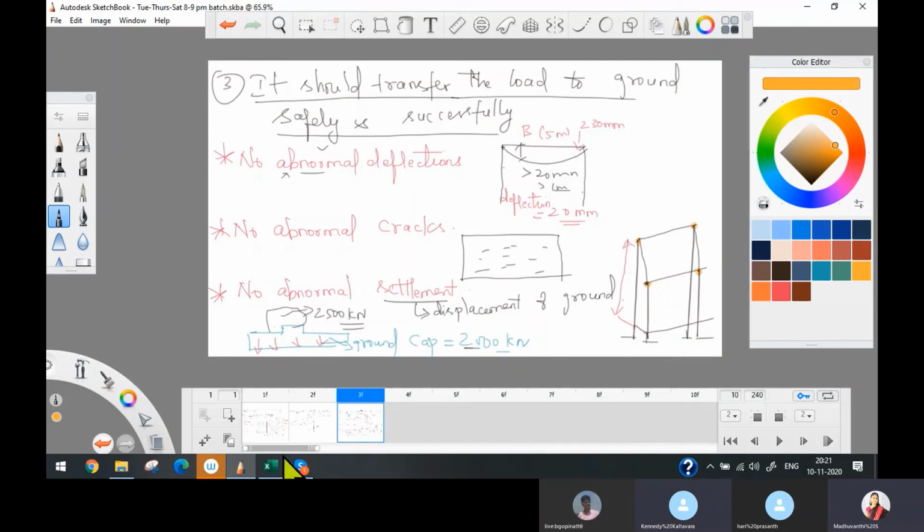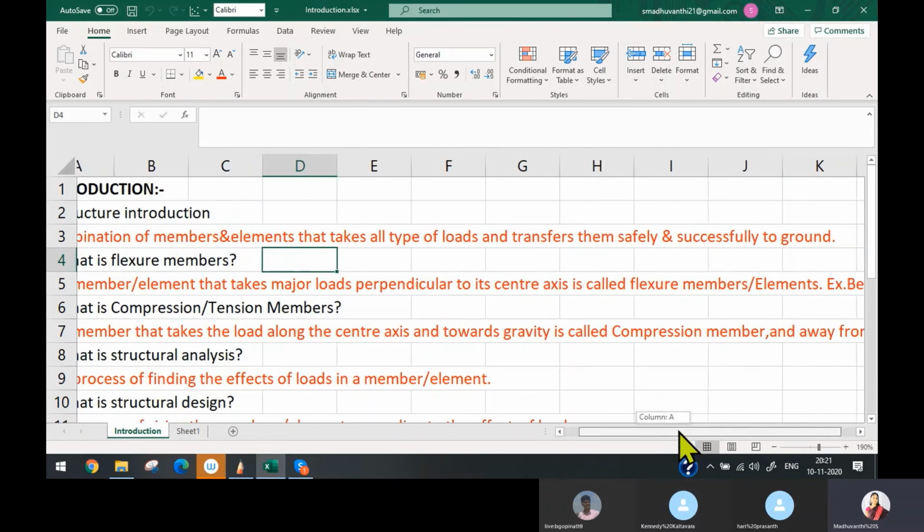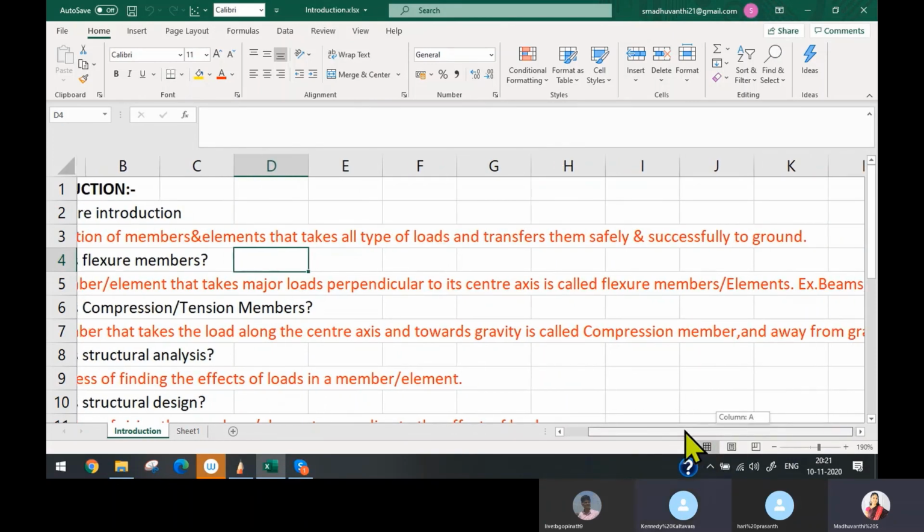So this is about the structure. This is what is given here. It's a combination of members and elements that takes all types of loads and transfers them safely and successfully to the ground. So that is called the structure.